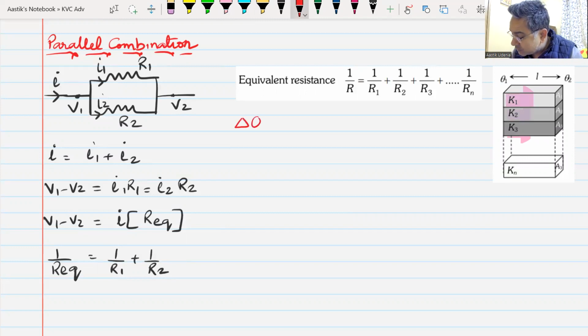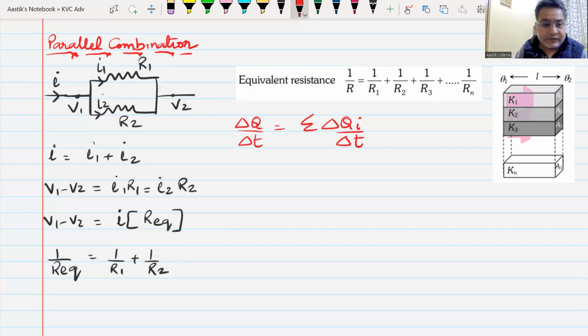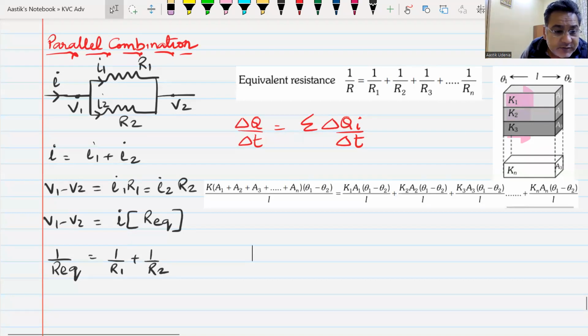The total heat current delta Q by delta T will be equal to summation of delta Q i by delta T. Do we understand this? Yes, sir. Temperature gradient across each slab would be the same. Do we understand this? Yes, sir. Total thermal current we'll write here, will be given by this. So, total heat current could be written like this. Yes or no?